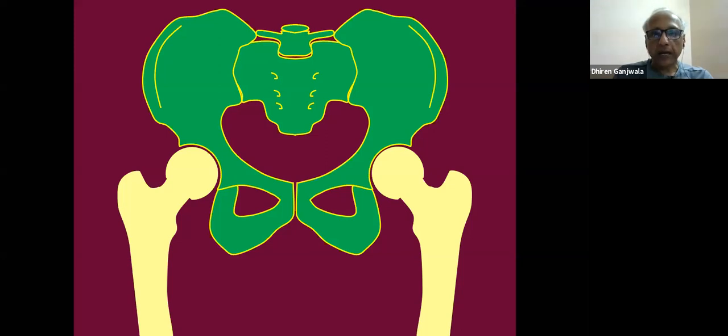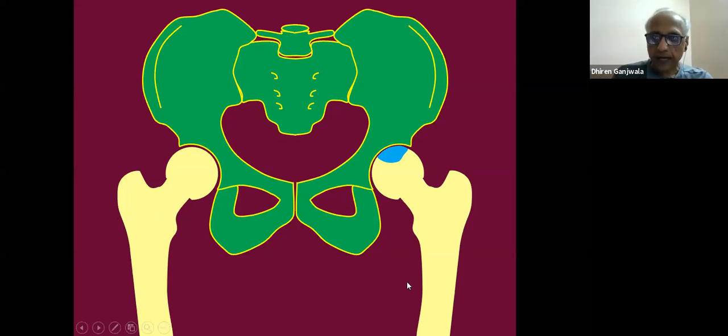A few pictures, and I hope that this will help you to understand the idea behind varus osteotomy, when to do a varus osteotomy and when to do a valgus osteotomy. So this is a picture showing a normal hip joint. Next slide. This is the case of a Perthes where part of the femoral head has become avascular.